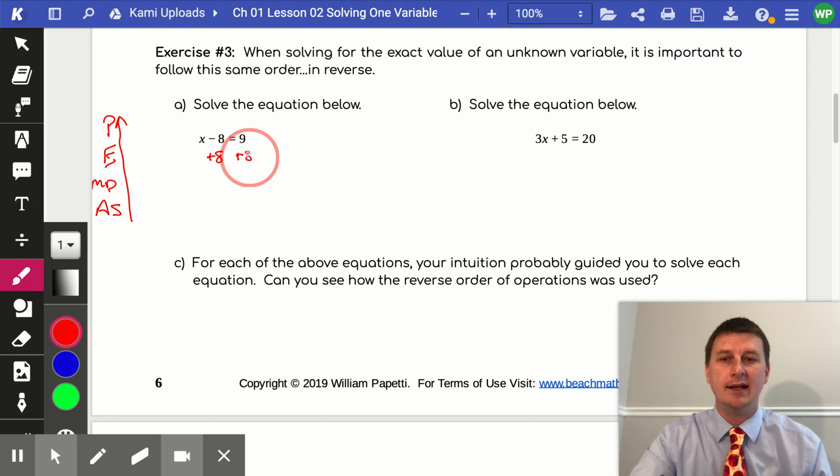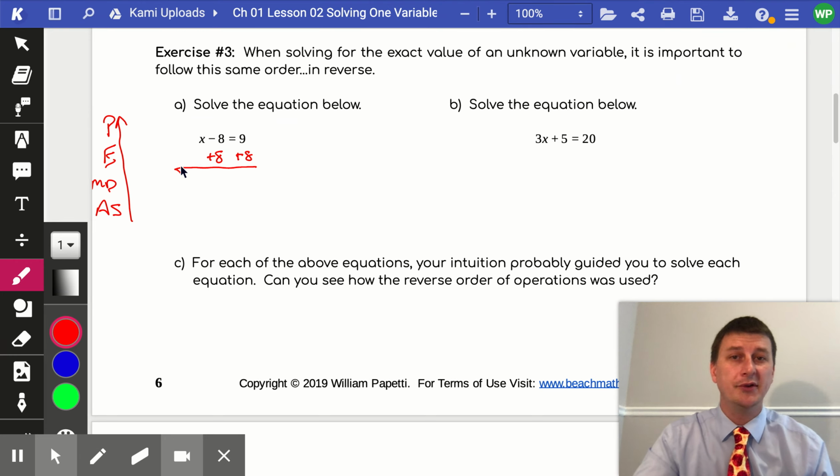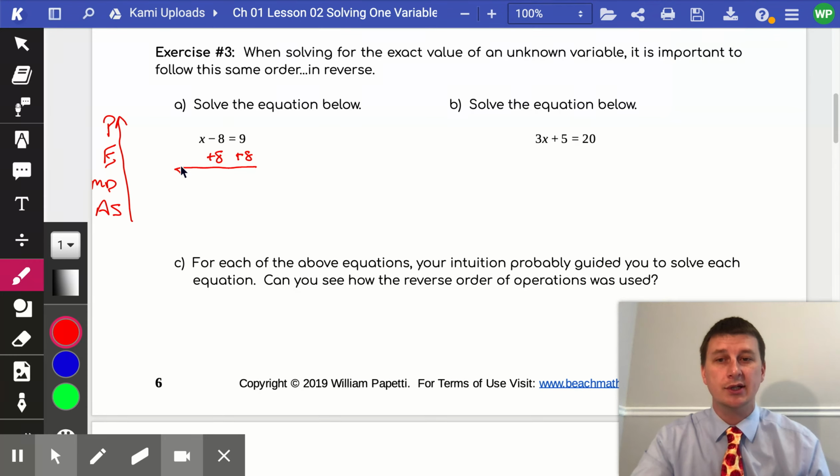So we're going to add 8 to both sides of the equation, because if we add the same value to both sides of the equation, it keeps the equation equal or balanced. So now we're going to be left with x on the left side. The negative 8 and the positive 8 do cancel out, and that's going to be equal to 17. Our variable has been isolated. We have a solution, and that's all we want to do for part A.